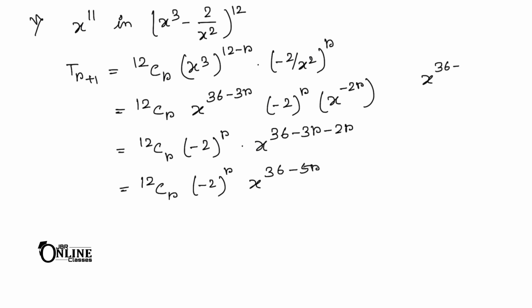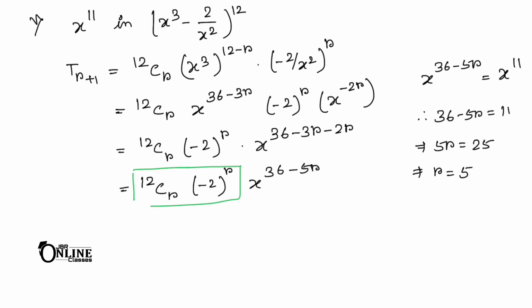Now that x to the power 36 minus 5r is equal to x to the power 11. So you can write 36 minus 5r equals 11, then 5r equals 36 minus 11, that equals 25. So from that you can write r equals 5. So if r equals 5, then the coefficient will be 12Cr times (minus 2) whole to the power r. So here the coefficient will be 12C5 and then (minus 2) whole to the power 5.